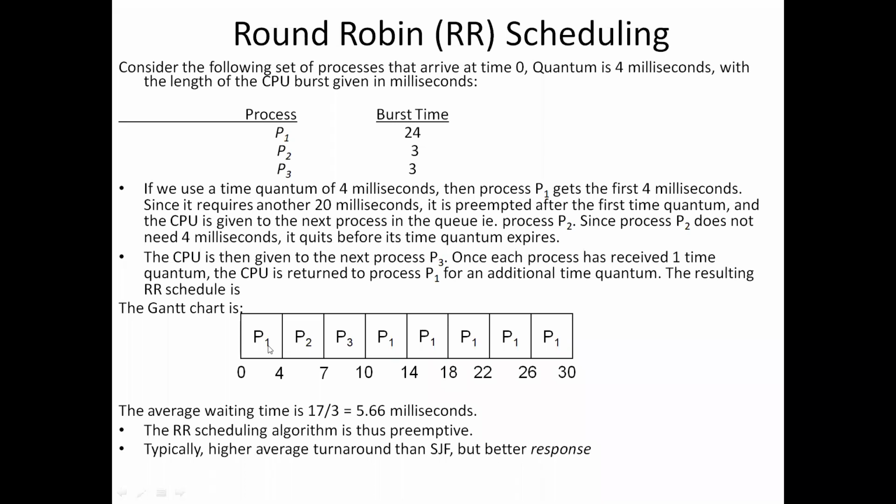The round robin scheduling algorithm is called preemptive scheduling, because the process, after executing for some time, is preempted from the CPU and added to the tail of the ready queue. That is why round robin scheduling is called preemptive scheduling. It typically has a higher average turnaround time than shortest job first scheduling, but a better response time.